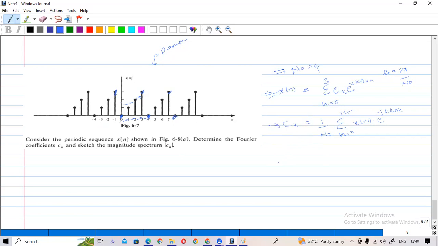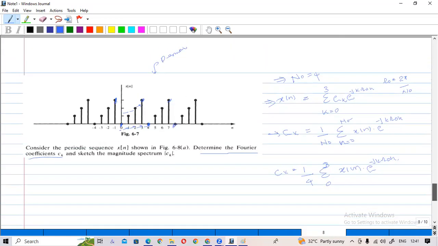For our question, N naught will be 4, and you have to evaluate from 0 to 3, that is N naught minus 1, 4 minus 1, sigma from 0 to 3 of x[n] e to the power minus j k omega naught n. First we try to find the Fourier coefficients. You are asked to determine the Fourier coefficients ck, so you can easily find the ck.